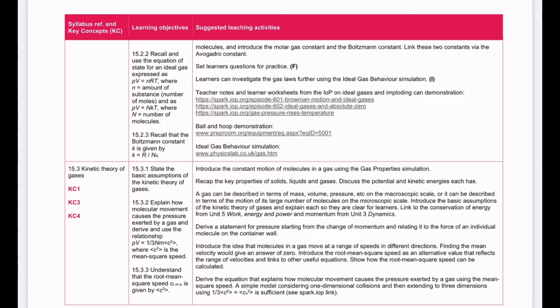15.3.2. Explain how molecular movement causes the pressure exerted by a gas and derive and use the relationship PV = 1/3 Nm⟨c²⟩, where ⟨c²⟩ is the mean square speed. 15.3.3. Understand that the root mean square speed, c_rms, is given by the square root of ⟨c²⟩.